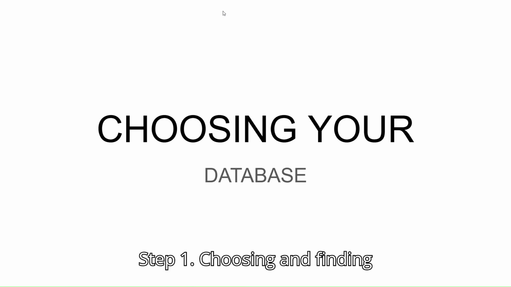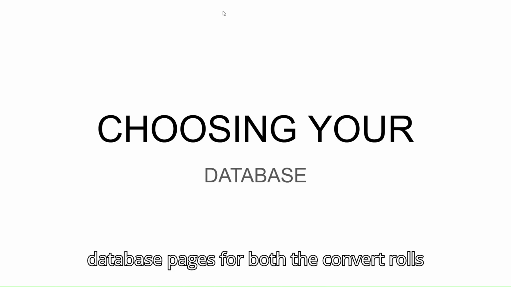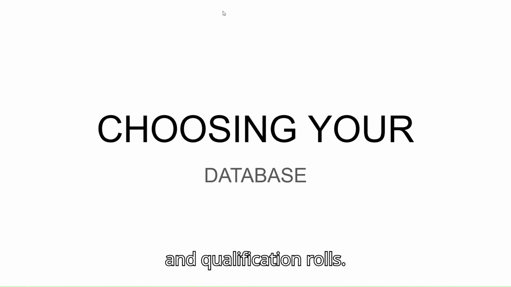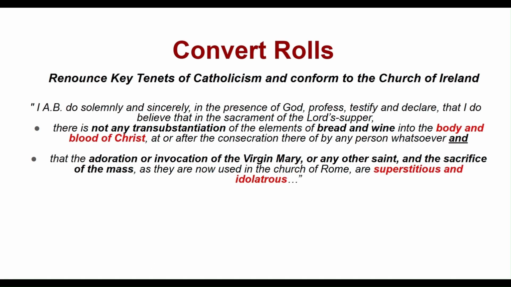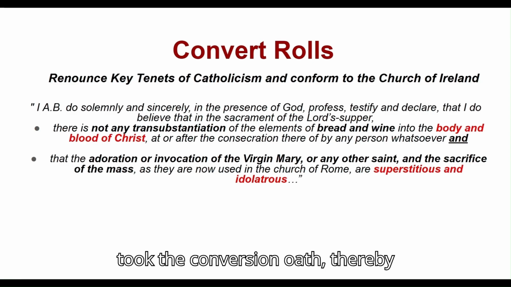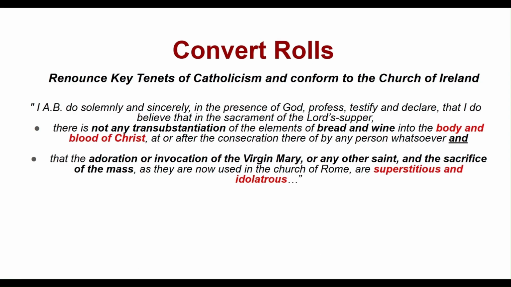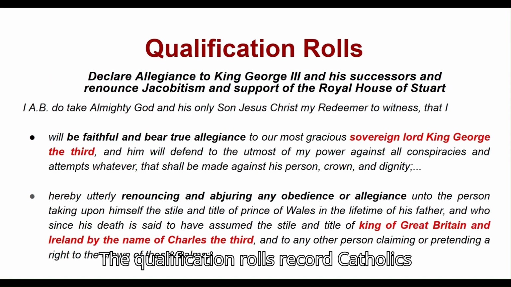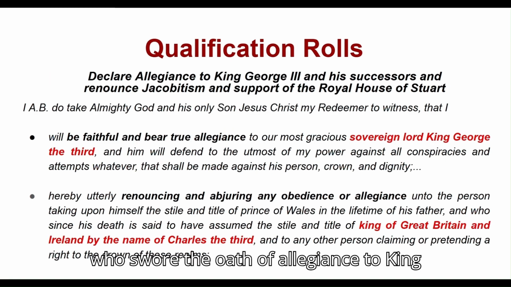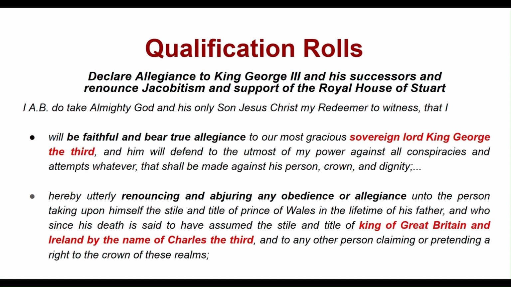Step 1. Choosing and finding your database. There are database pages for both the convert rolls and qualification rolls. The convert rolls record Catholics who took the conversion oath, thereby conforming to the Church of Ireland. The qualification rolls record Catholics who swore the oath of allegiance to King George III.